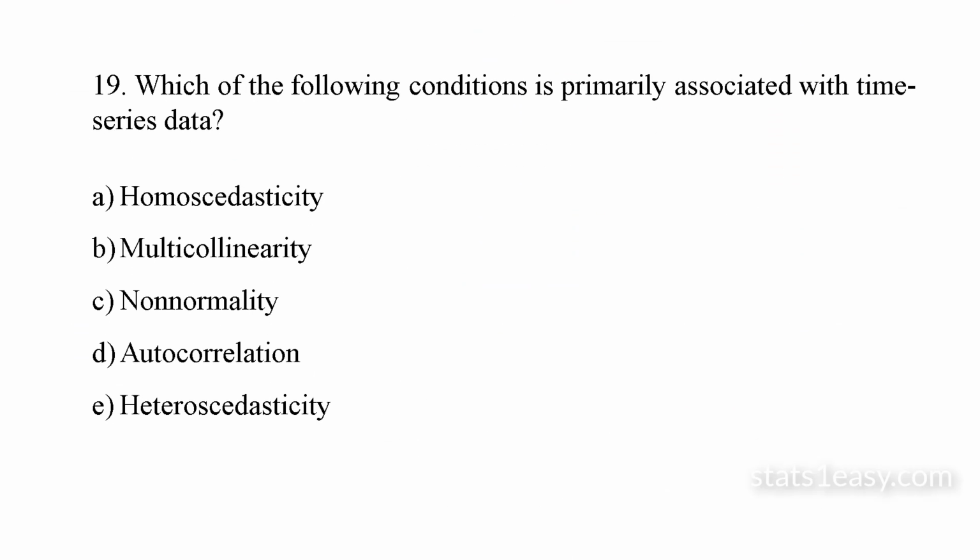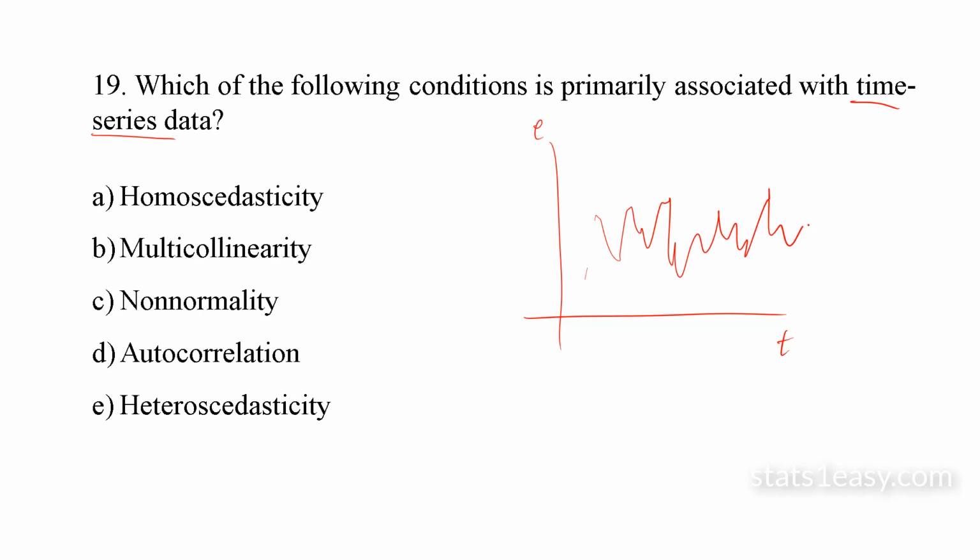Which of the following conditions is primarily associated with time series data? So with time series data, the particular error we're checking for is independence. We want to see if the plots are independent when we plot the errors against the time value. So we want just points all over the place. We don't want any specific pattern. So we say the errors are independent.